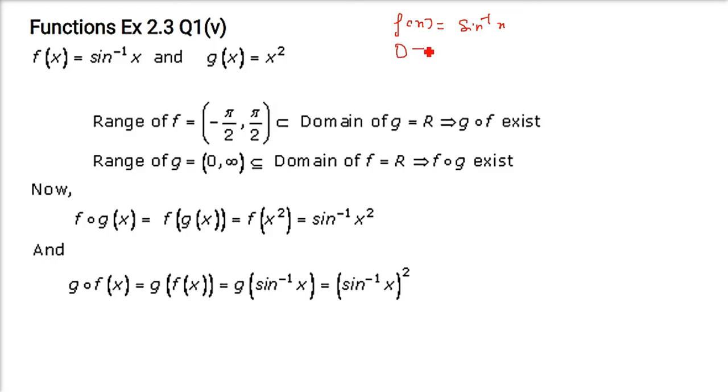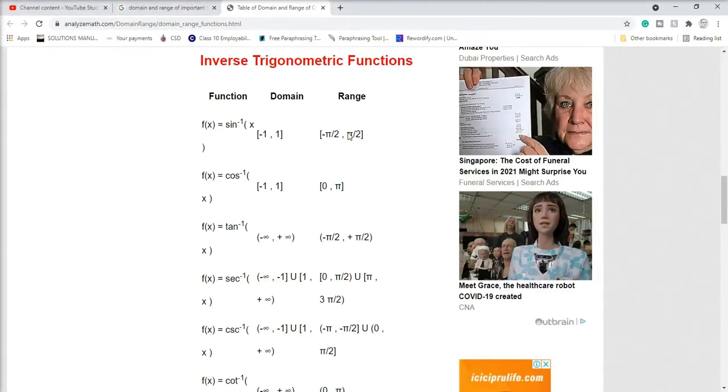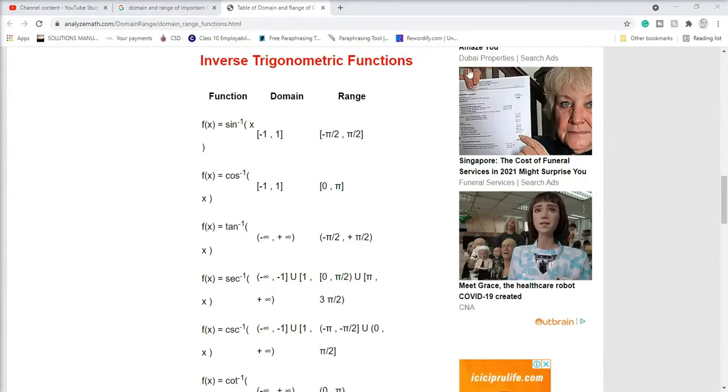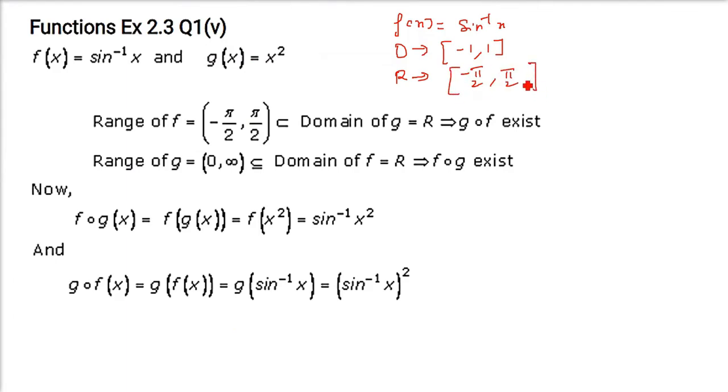f(x) is sine inverse x. Domain is negative 1 to 1. You know that sine x can only take values from negative 1 to 1, so it is sine inverse x. The domain and range of sine x and sine inverse x will be different. Range will be negative pi by 2 to pi by 2. I have already shown you the graph in the theory.